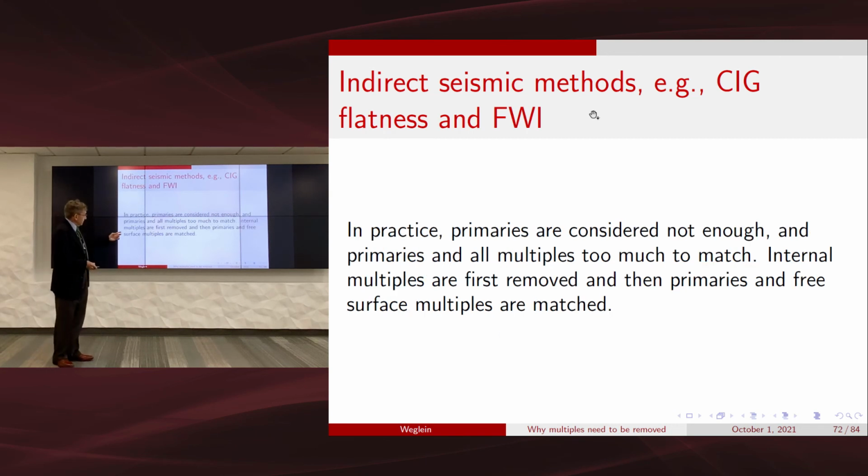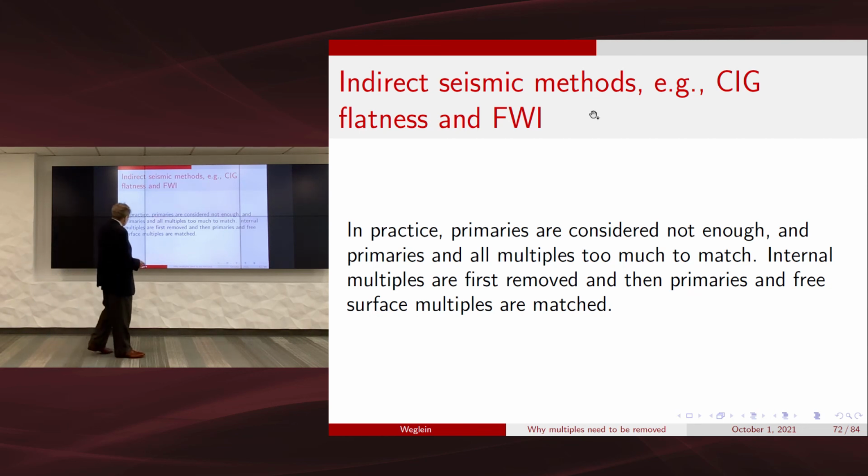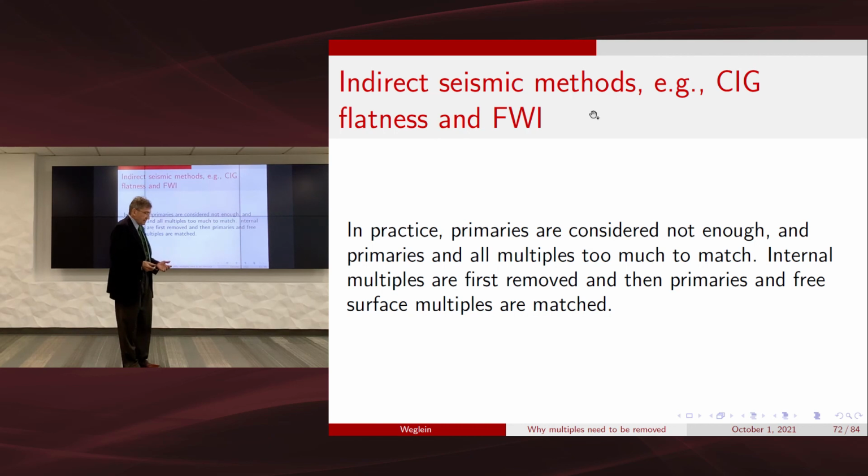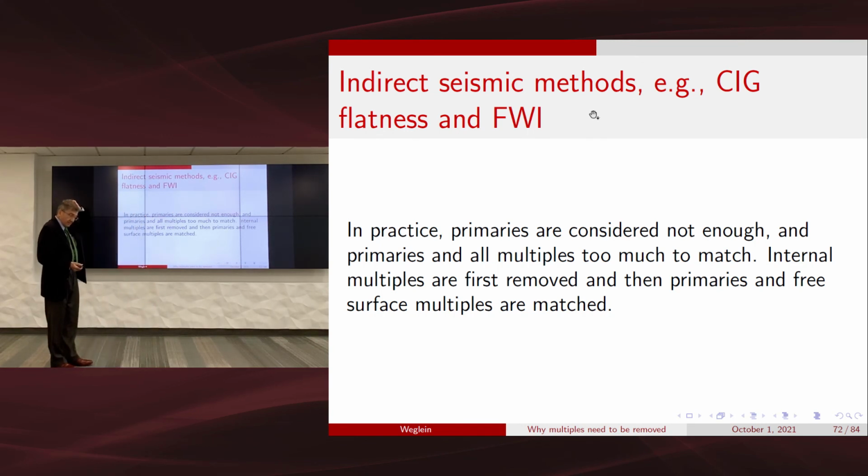In practice, primaries are considered not enough, and primaries and all multiples are considered too much. Internal multiples are first removed, and then primaries and free surface multiples are matched. Why? There's no theory. I can do model matching with one event and say, let me try to match that event with primaries and multiples. And you say, why? I could say, why not? There's no theory, you understand? Match whatever you want. That again is not a bad thing.